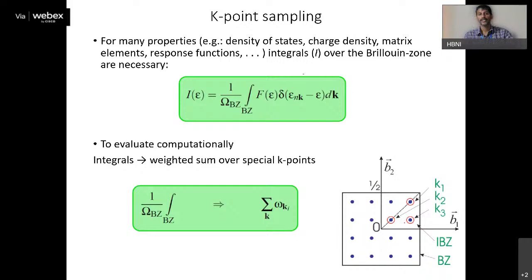So if one wants to calculate the quantity accurately, then one needs to use a finer K point mesh. Of course, it depends upon your unit cell. If your unit cell is bigger, then your Brillouin zone will be smaller. If your unit cell is smaller, then your Brillouin zone will be bigger. So when it is bigger, one needs to take a large number of K points inside the Brillouin zone.